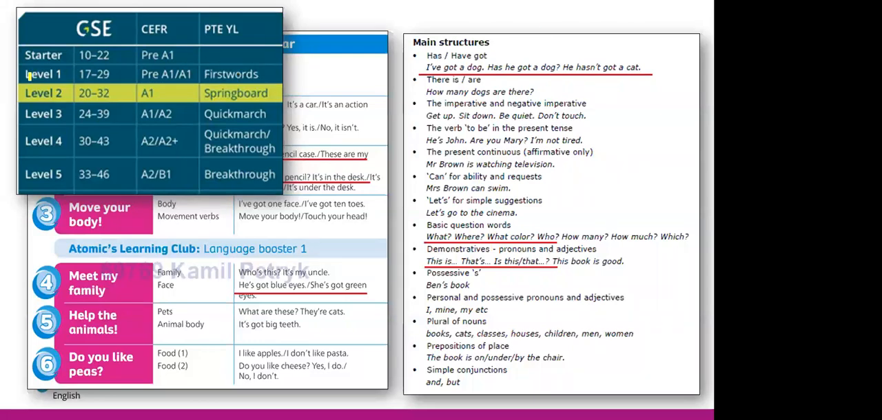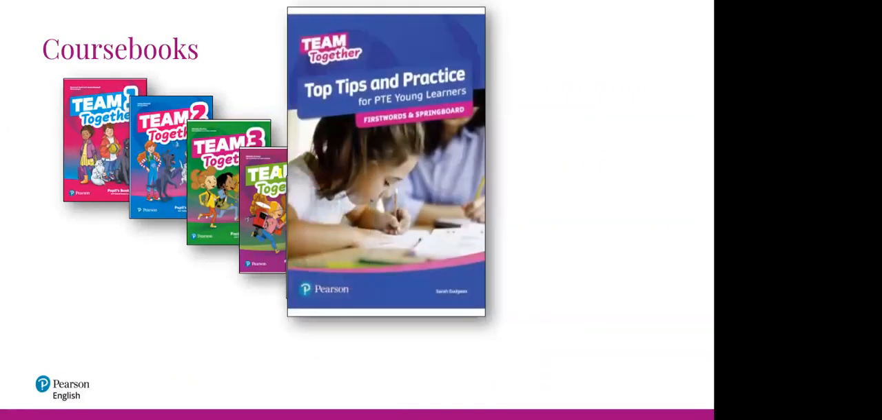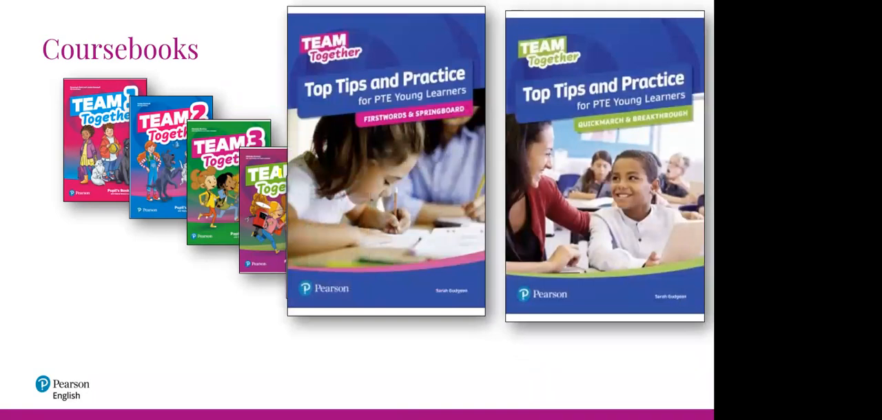Every level of the book has a correlating PTE Young Learners level. Like level 1 is First Words, level 2 is Springboard, level 3 is Quick March, level 4 is Quick March and Breakthrough, and level 5 is Breakthrough. So it is really useful for your exam preparation classes. TeamTogether is also accompanied by Top Tips and Practice. This is a book that contains material specifically for PTE Young Learners preparation.